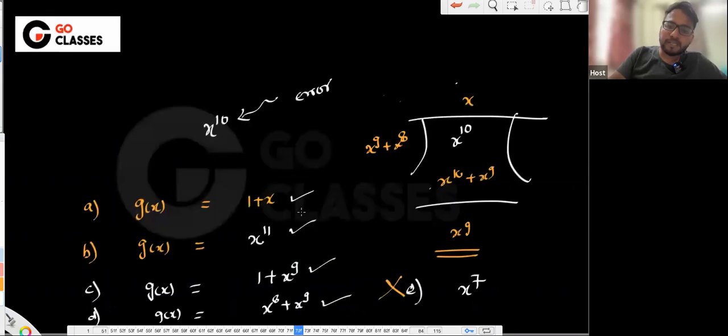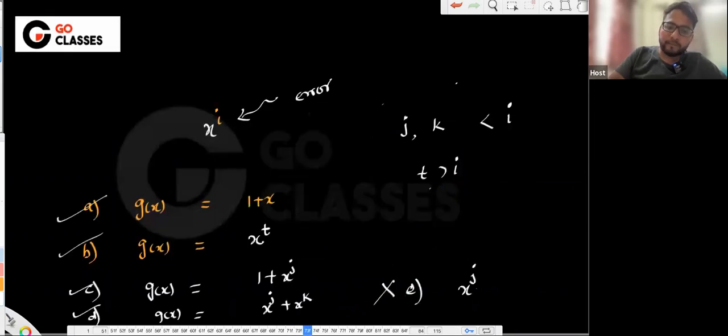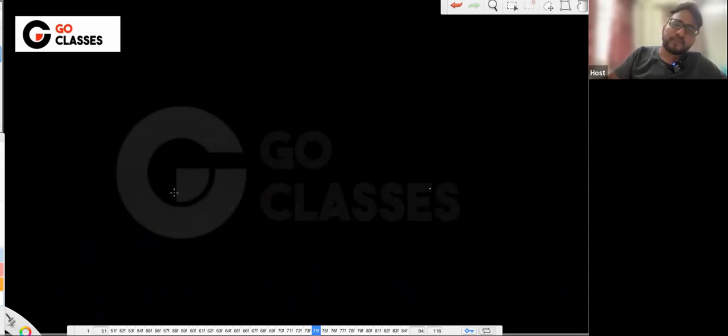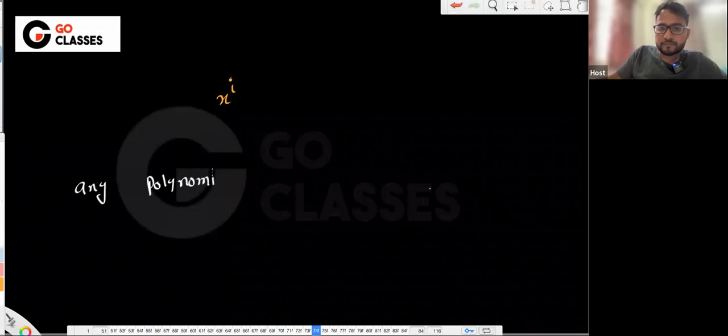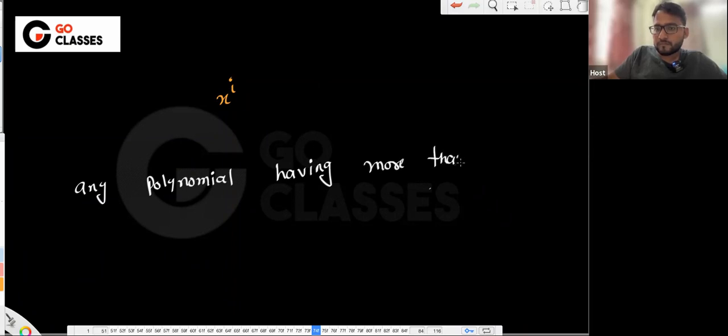Let's suppose that I want to detect x power I. For x power I, I can say any two terms should work, in my opinion. Okay. Any polynomial having two terms. Okay, this g(x) will work. Basically, it does not depend on I. I mean, you can take more than I also. Let's suppose this is x power 10. You can take any polynomial which is having two terms.